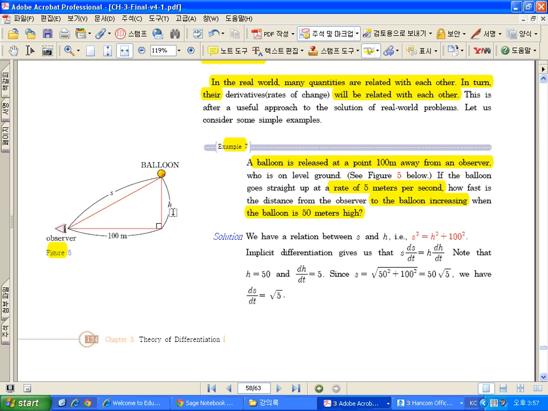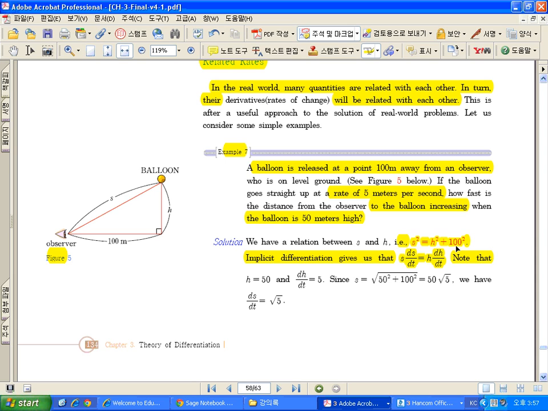Okay, so when this height is reached at 50 meters, how fast does this distance change? So what we need is ds/dt at a certain time, when h reaches 50 meters. Let's formulate the relationship between these three numbers with the Pythagorean theorem. So s squared is equal to h squared plus 100 squared. From here we can find ds/dt by differentiating both sides with respect to time t.